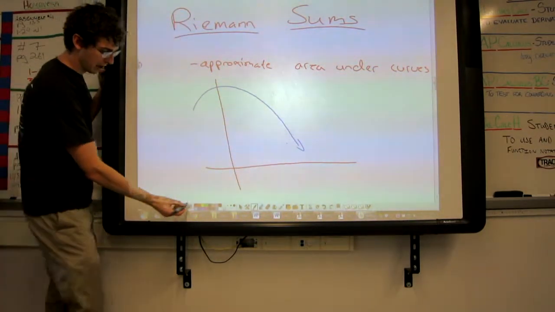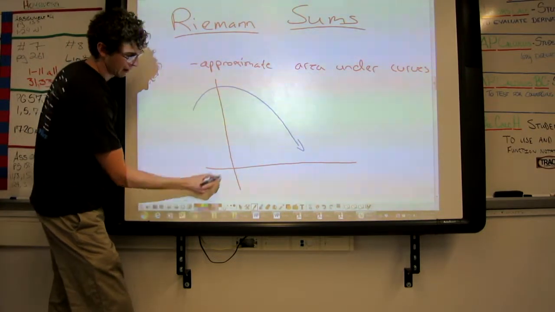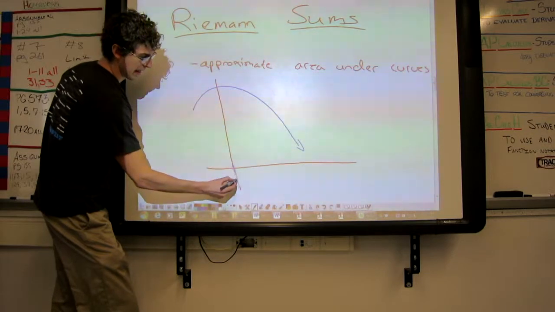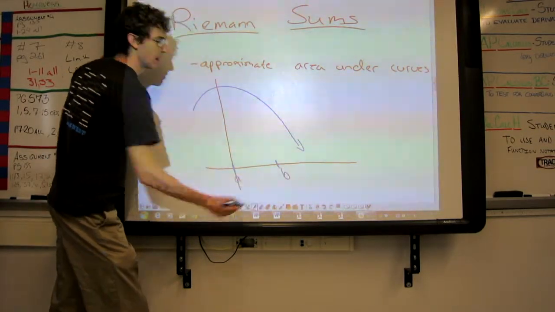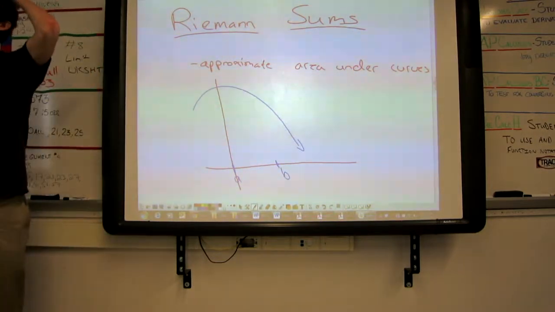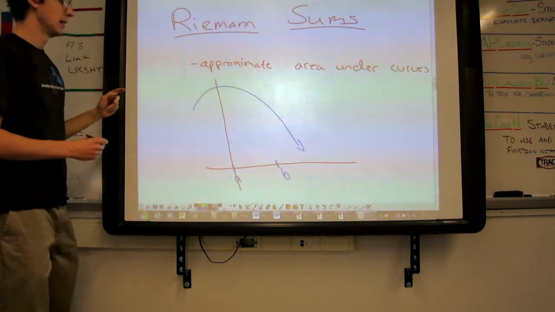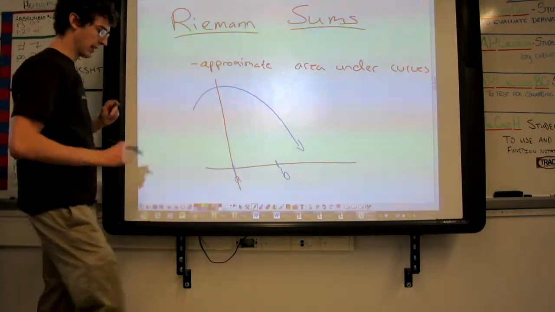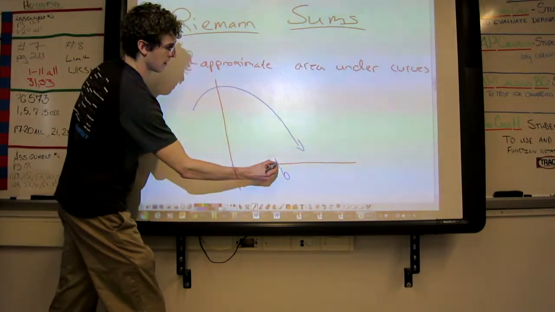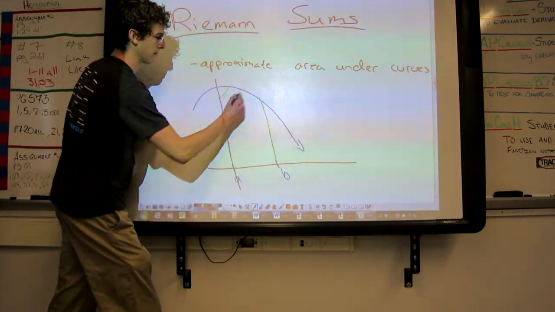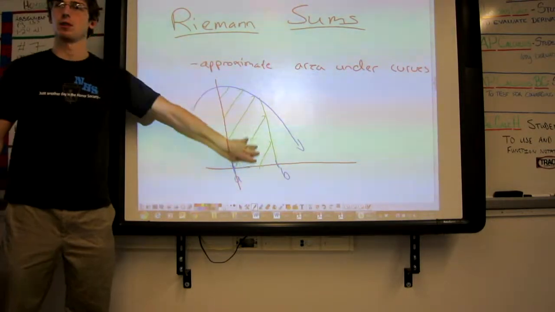And let's say I wanted to approximate the area from here, and this is going to be A, well it's clearly 0, to B, right? And we're going to approximate it using Riemann sums. First, you can see what the area is. This right here is the area, right? That we want to figure out. We want to figure out what that area is.